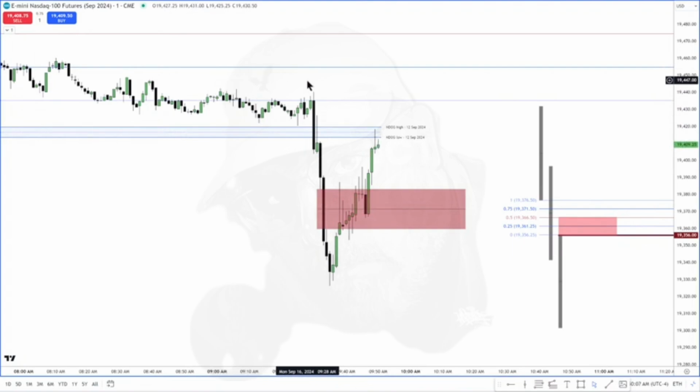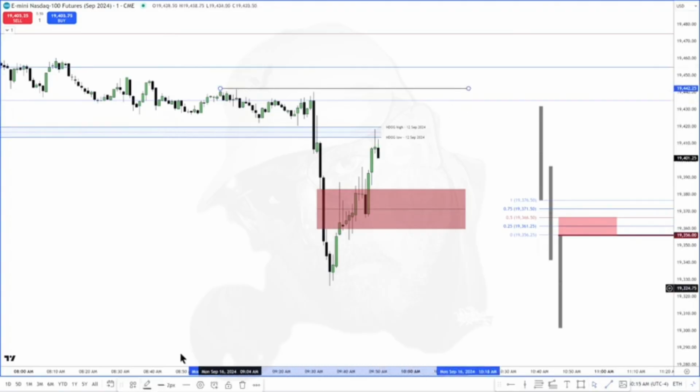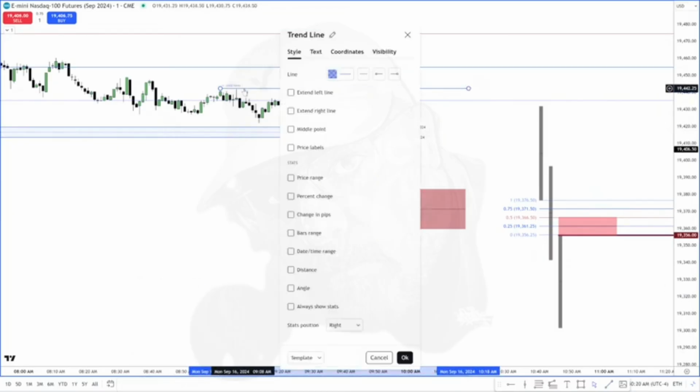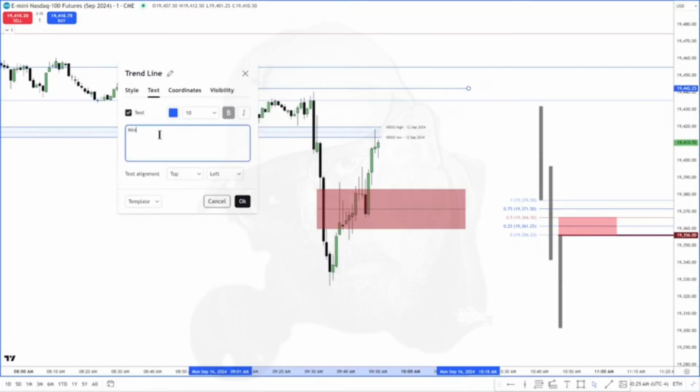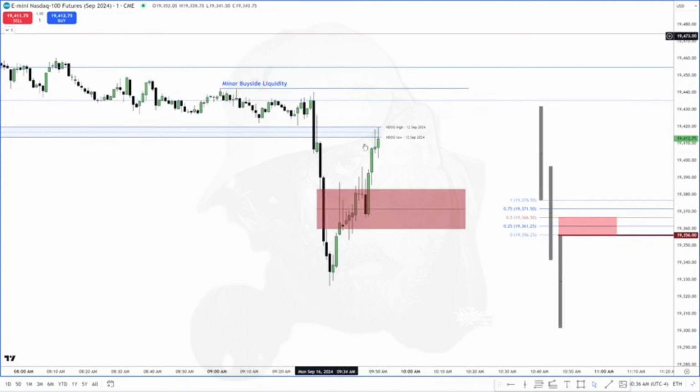Right here, the liquidity is this. That's your buy side. Right there. And then up here is mid gap, or consequent encroachment of the opening range gap. And that's all that we need to worry about at this moment for you, Caleb.